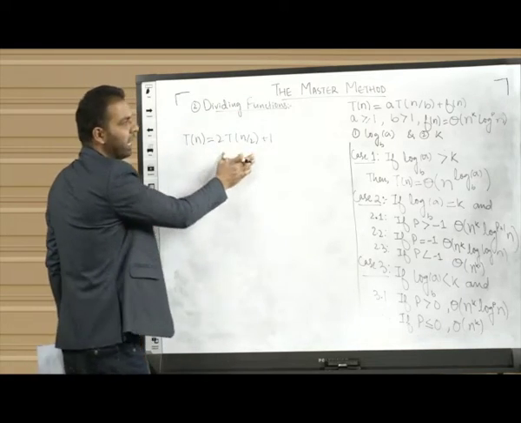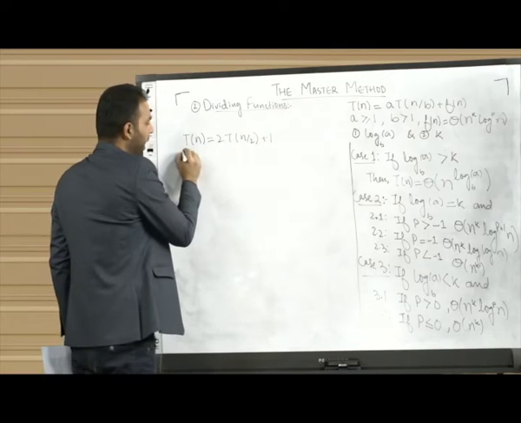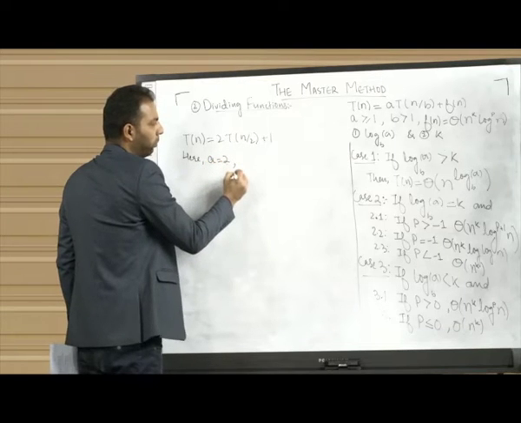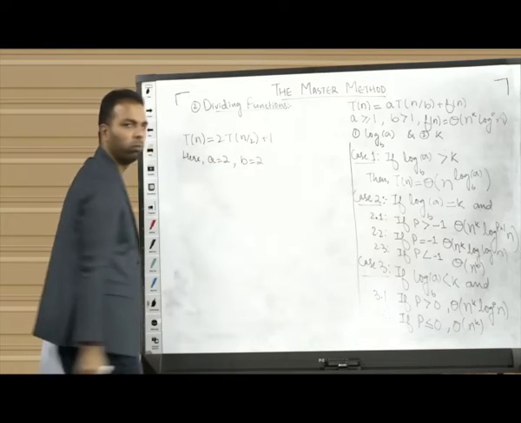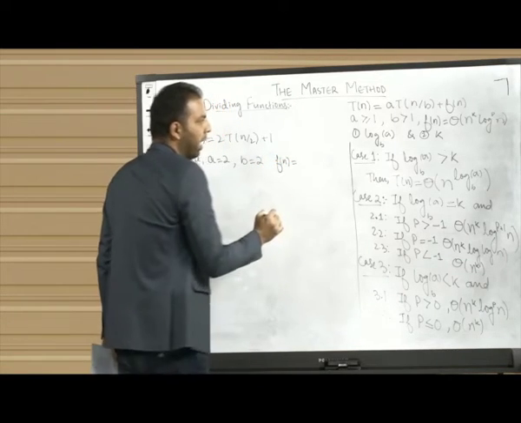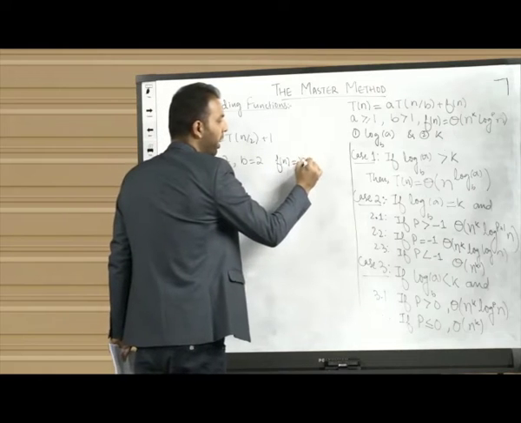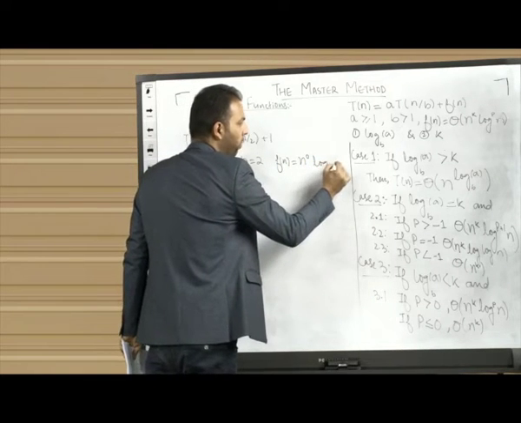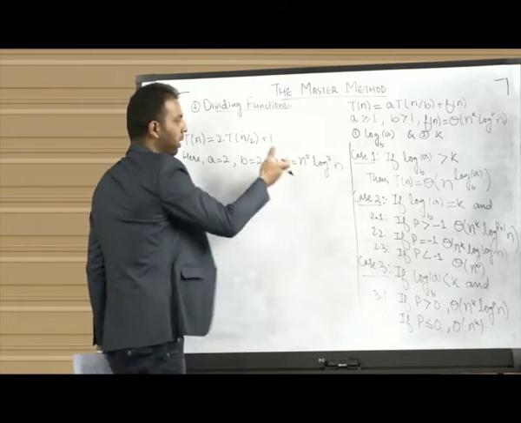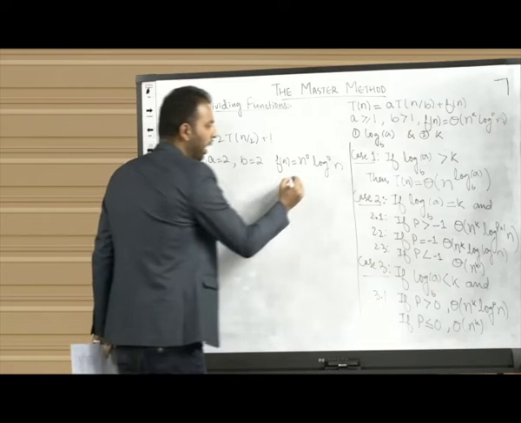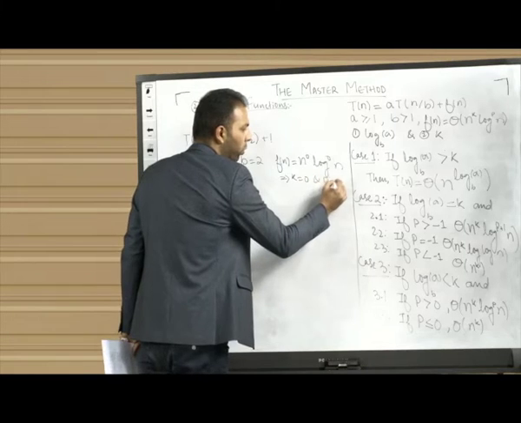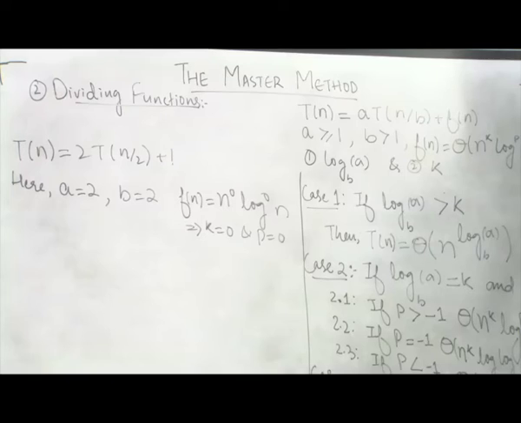So if we look at this and compare it with that, here we have a is equal to 2, b is also equal to 2, fine. Now f of n is a little tricky. What we'll do is that f of n, we can say it is equal to n raised power 0 log n raised power 0. Can't we say that? It will be 1. And it will imply that your k is also equal to 0 and p is also equal to 0, fine.